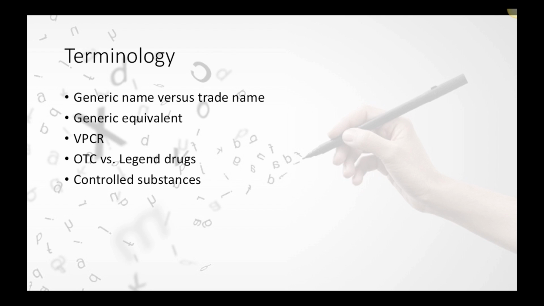Some general terminology. We've got generic name versus trade name of drugs. We've got generic equivalents, VPCR, over-the-counter versus legend drugs, and of course controlled substances. So generic name versus trade name. Generic name is essentially the drug itself. So it's not the molecular, the chemical compound of the drug. There's that name as well.